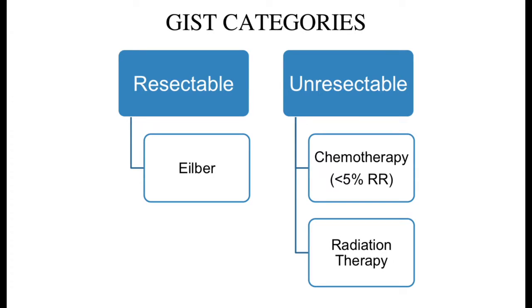And then you have unresectable GIST. Unresectable GIST means it is in multiple locations or it has spread to the liver, etc. Those you can consider radiation therapy. Chemotherapy is really not a consideration. The response rate to chemotherapy is exceedingly low, under 5% or so.